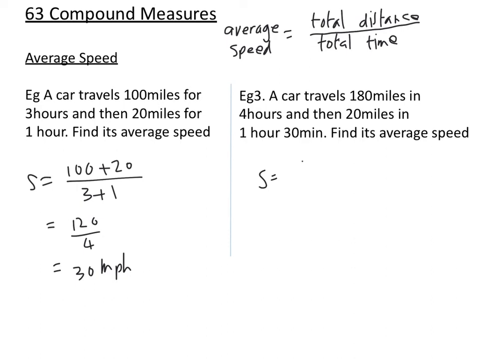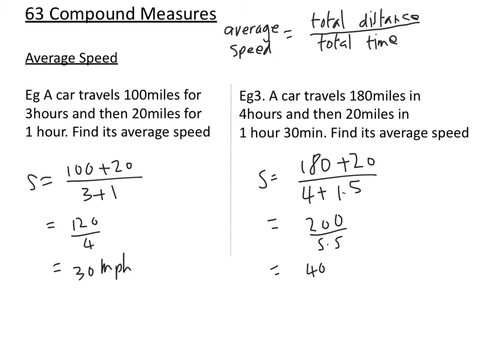So that would be 180 miles and another 20 miles in 4 hours plus 1.5 hours. I'll do it as a decimal this time. So that would be 200 divided by 5.5. That would be the same as 400 divided by 11. And we can do that long division, or you can use your calculator for that.